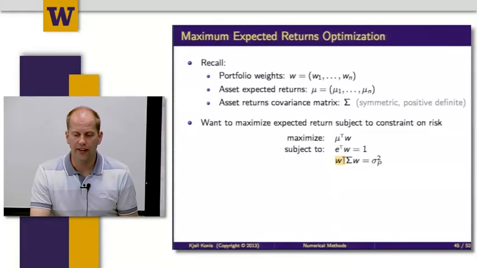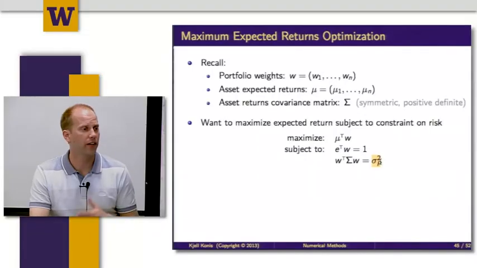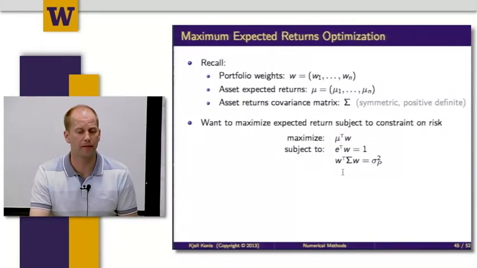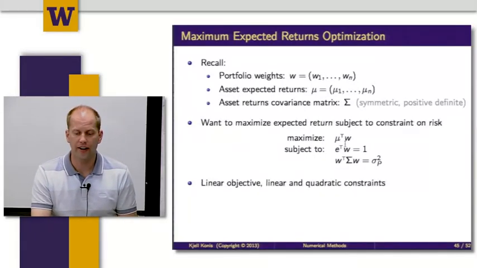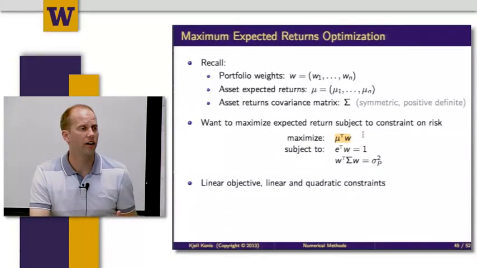And then the second constraint is W transpose sigma W, which is interpreted as the risk of the portfolio. The optimization I'm trying to do is subject to my portfolio having a certain level of risk. I want to choose W to give me the maximum possible expected return. So that's what this optimization problem is asking you to do. We say it has a linear objective, which means all of the W's are to the first power, and then it has linear and quadratic constraints. This is the linear constraint, and this is a quadratic constraint.